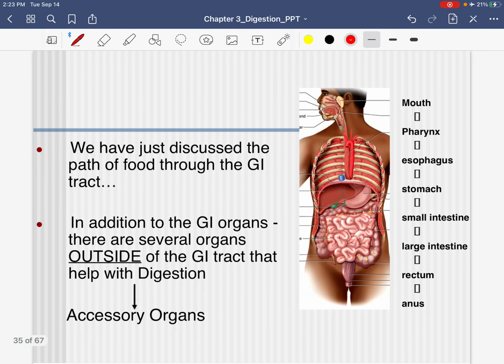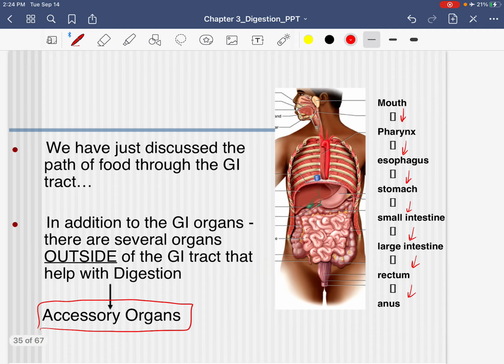All right, so we just took our journey through the digestive tract, right? From the mouth to the pharynx to the esophagus, stomach, small intestine, large intestine, rectum, anus. That is the GI tract. Now we're going to step outside the GI tract and talk about those accessory organs. Even though food does not pass directly through them, they still play an important role in the digestive system.